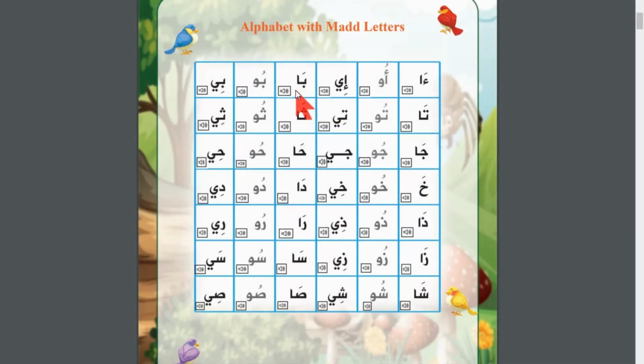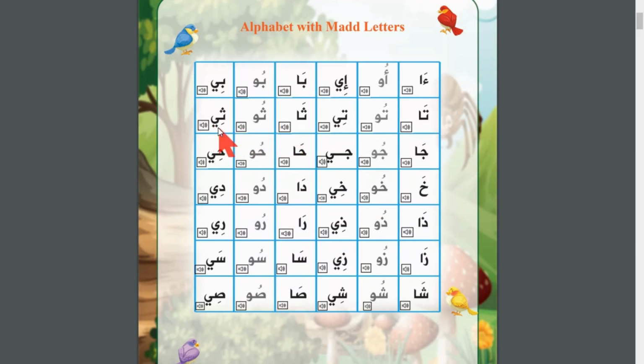Ba, Alif, Fatha, Ba, Ba, Waw, Damma, Bu, Ba, Ya, Kasra, Bi, Ba, Bu, Bi. The next one we have Ta, Alif, Fatha, Ta, Ta, Waw, Damma, Tu, Ta, Ya, Kasra, Ti, Ta, Tu, Ti. The next one we have Tha, Alif, Fatha, Tha, Tha, Waw, Damma, Thu, Tha, Ya, Kasra, Thi, Tha, Thu, Thi.